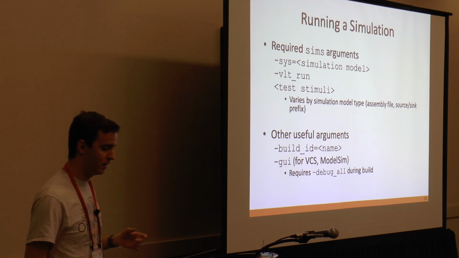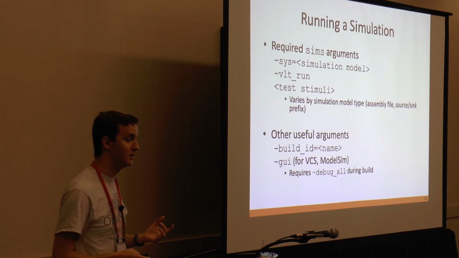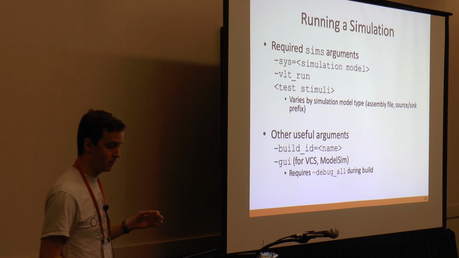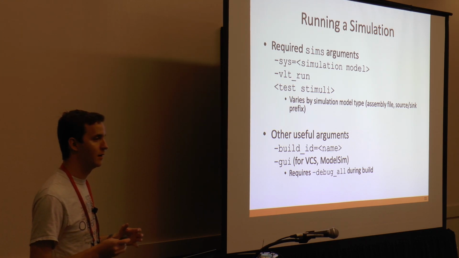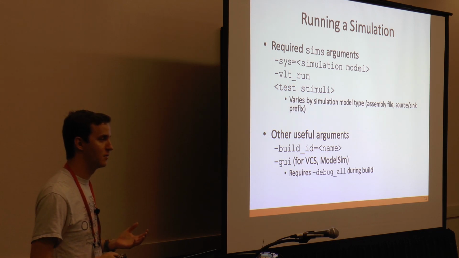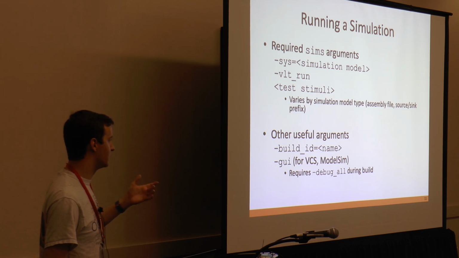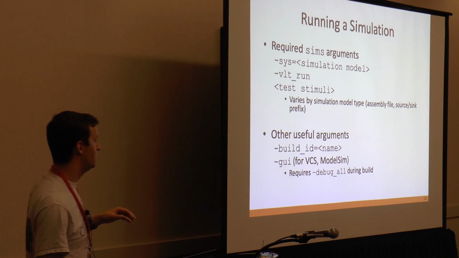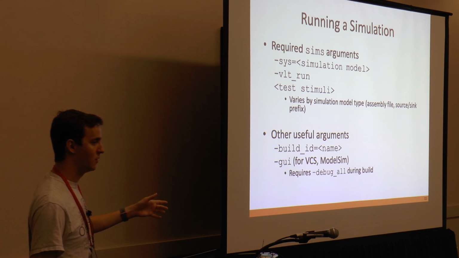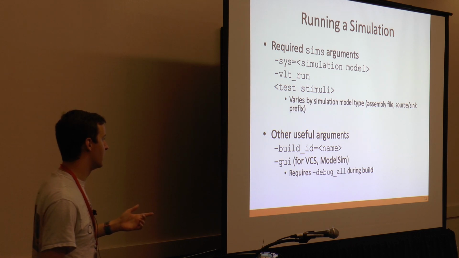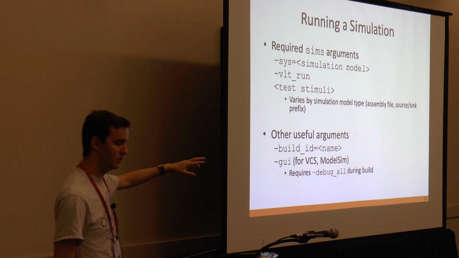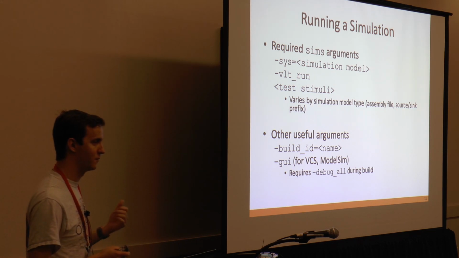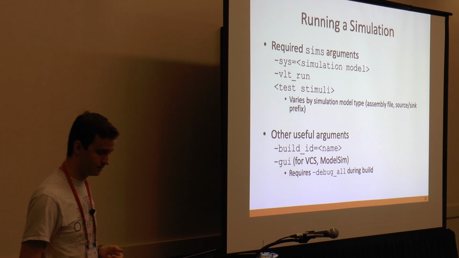Some other useful arguments: if you had written a particular build ID when building a simulation model and you don't want to just use the default release 0.1, or if you want to make different builds of the same simulation model, you can identify which build you want to run the simulation on using the build ID flag. And if you built your simulation model using the debug all flag, like I mentioned before, and you're using VCS or ModelSim, using the GUI flag will open that simulator and let you do an interactive waveform viewing while running the simulation.